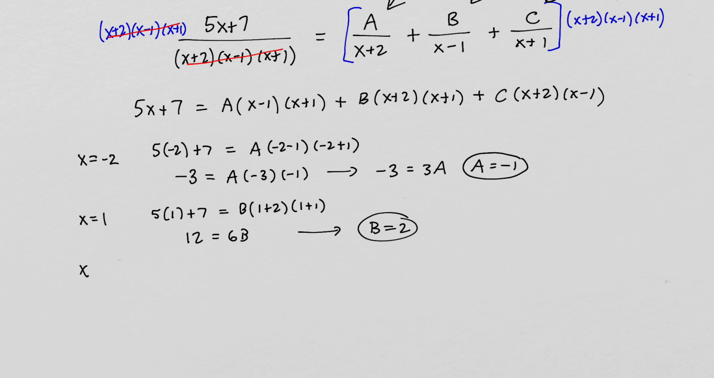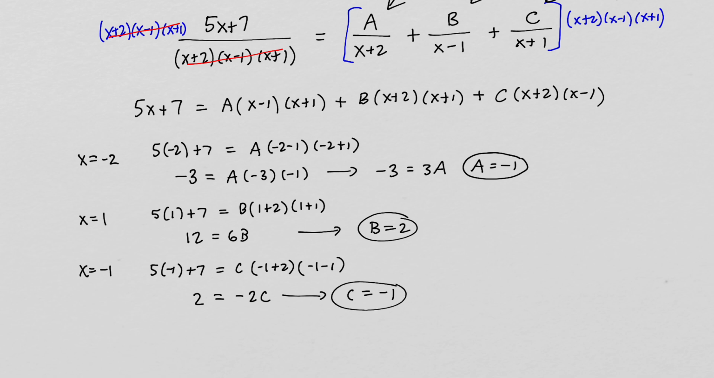And finally, I can let x be equal to negative 1. When we plug in negative 1, we're going to have 5 times negative 1 plus 7. And the reason I chose negative 1 is because when you plug in negative 1 here, this cancels out. When you plug in negative 1 here, this cancels out. So we only really need to plug negative 1 in over there, which gives us c times negative 1 plus 2 times negative 1 minus 1. And this is going to be 2 is equal to negative 2c, which means that c is equal to negative 1.